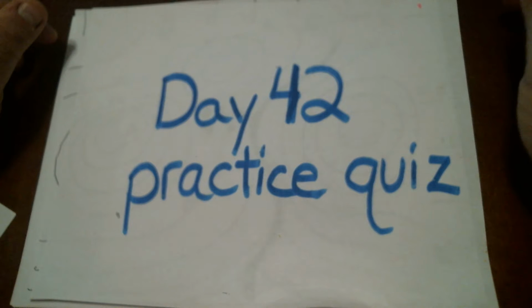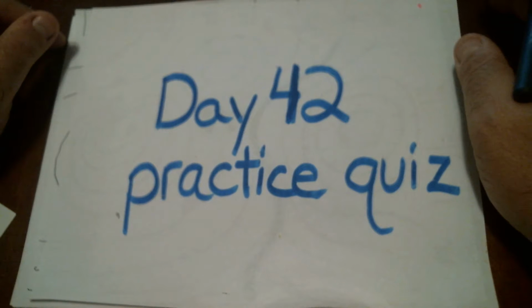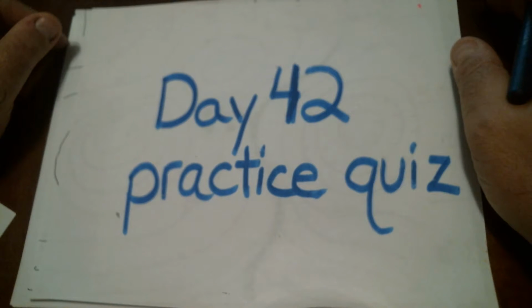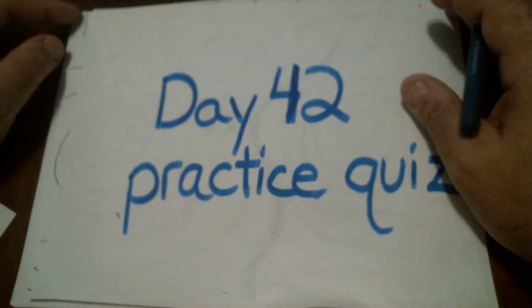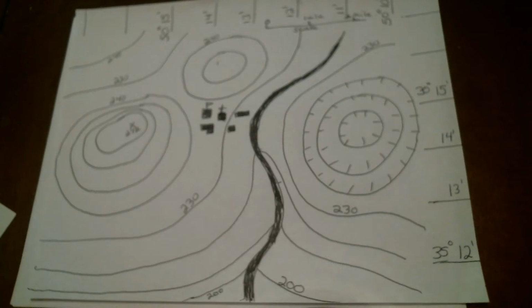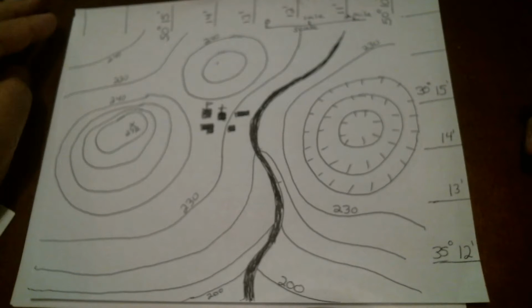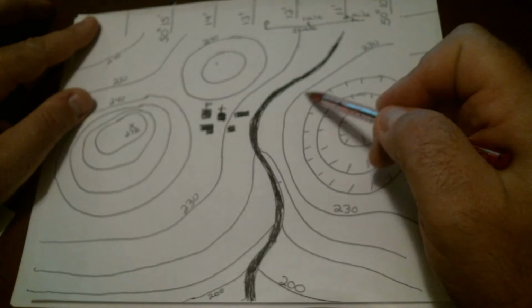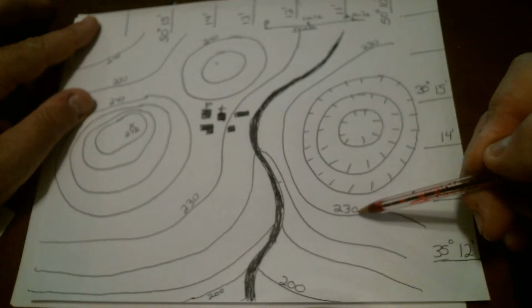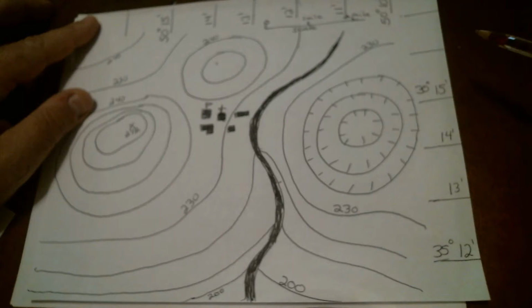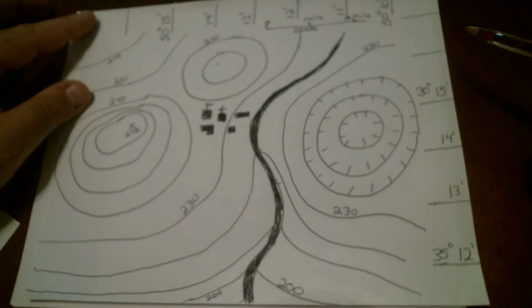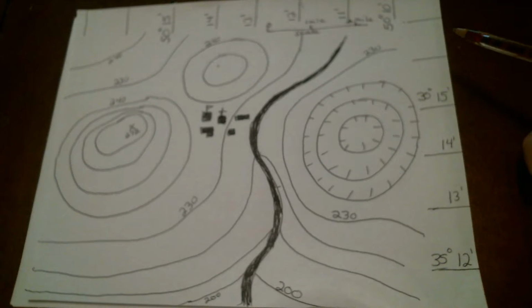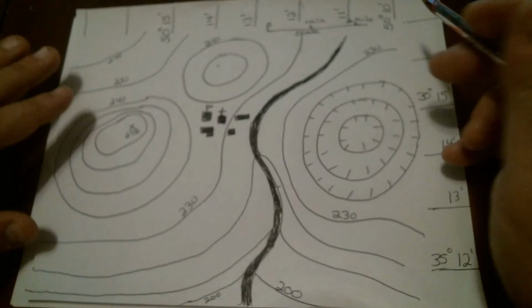Today is day 42 and we're going to run through the basics of topographic maps before we have our practice quiz. Remember that all of these squiggly lines here with the numbers are called contour lines. And these contour lines show us places of equal altitude.